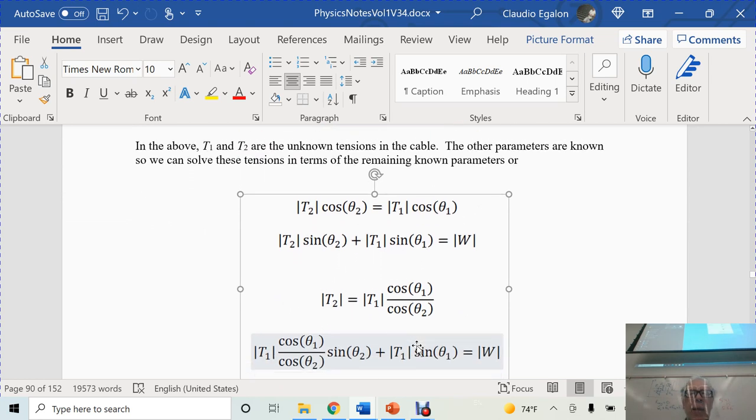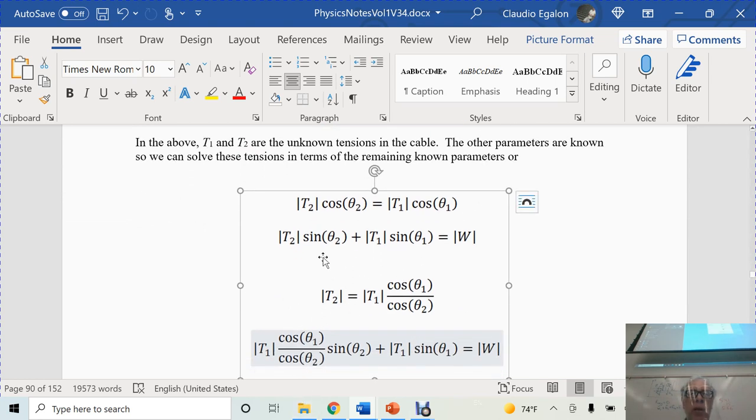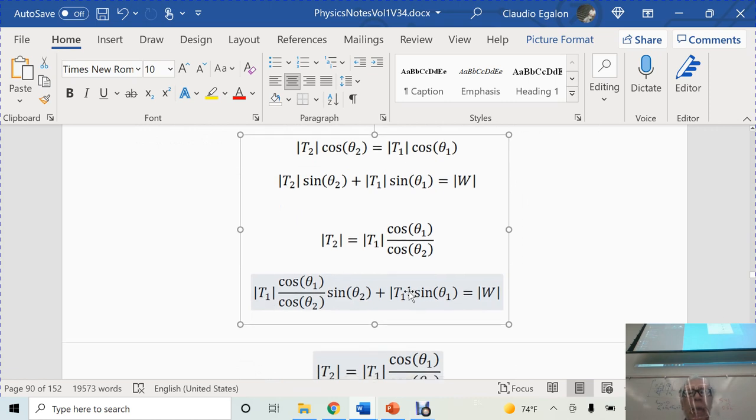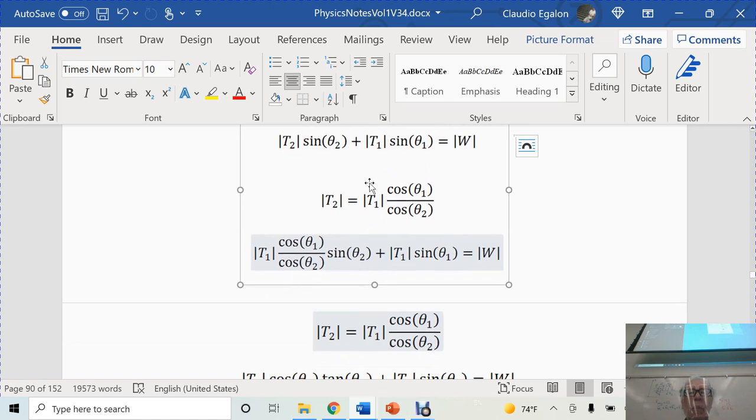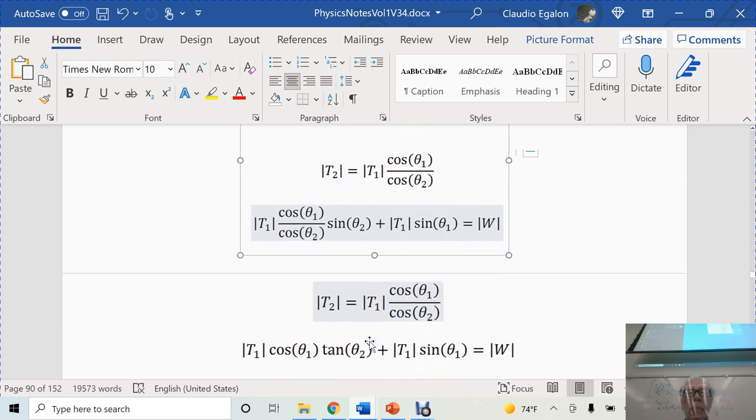And I can go ahead and substitute that in the second equation, right in here. See the sine of theta 2 here? That's sine of theta 2 as well. So that's my T2. And now we have one equation for one single unknown, T1. So I'm just going to repeat the first equation, the one where we eliminate the unknown. I'm going to work out the second equation a little bit better.